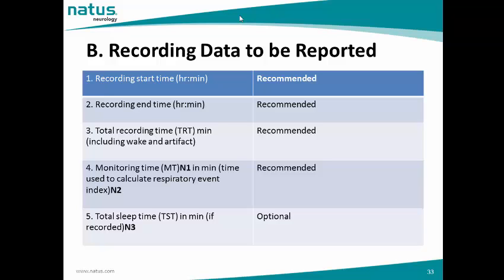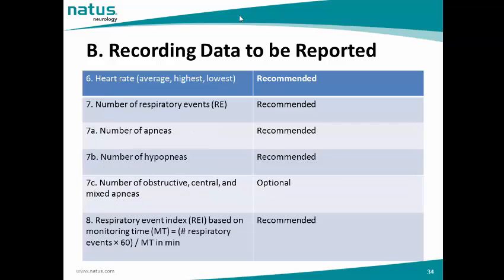And optionally, total sleep time in minutes is recorded. This assumes monitoring EEG, EOG, and submental chin EMG. Heart rate statistics is recommended. Number of respiratory events is recommended. Number of apneas is recommended.